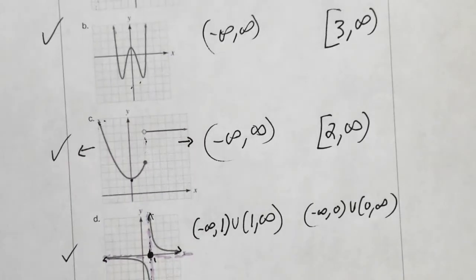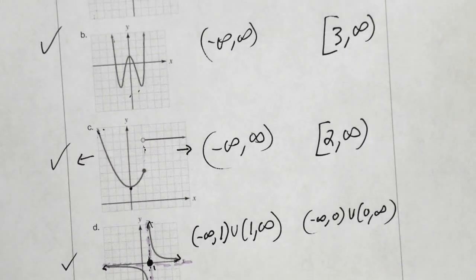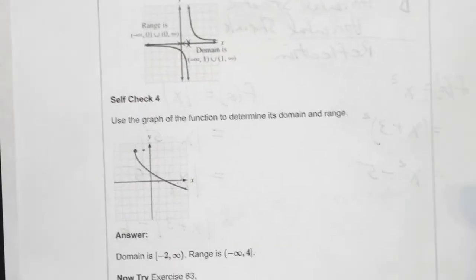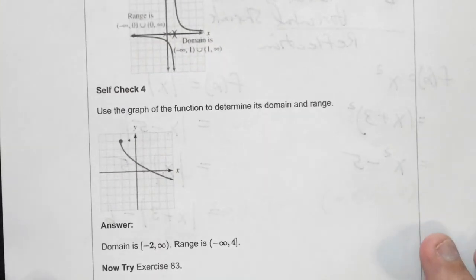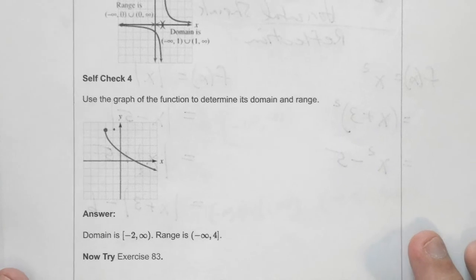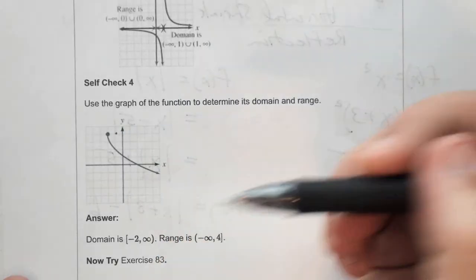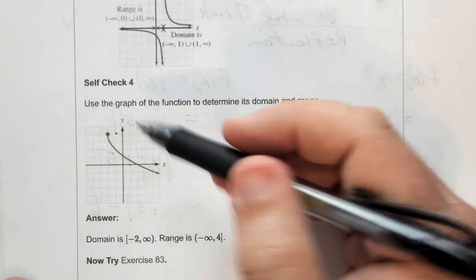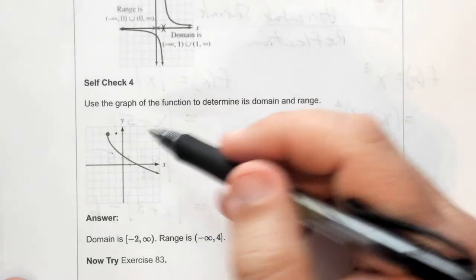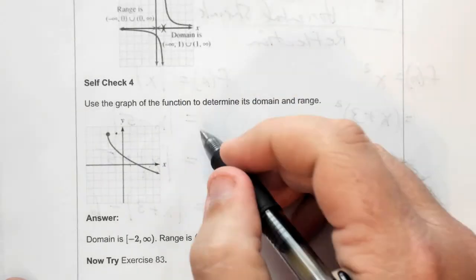Alright. And those are also listed on some of your problems. So, let's look at one more problem. Let's look at this problem here. Okay, it says, use this graph of a function. Notice it passes vertical line test. So we're good. Okay, since it passes vertical line test, it's a function. Find its domain and range.